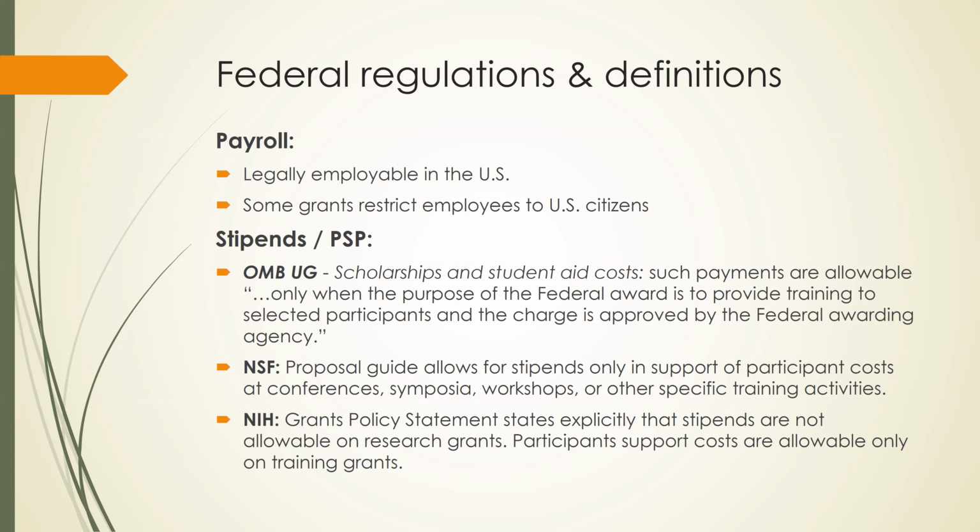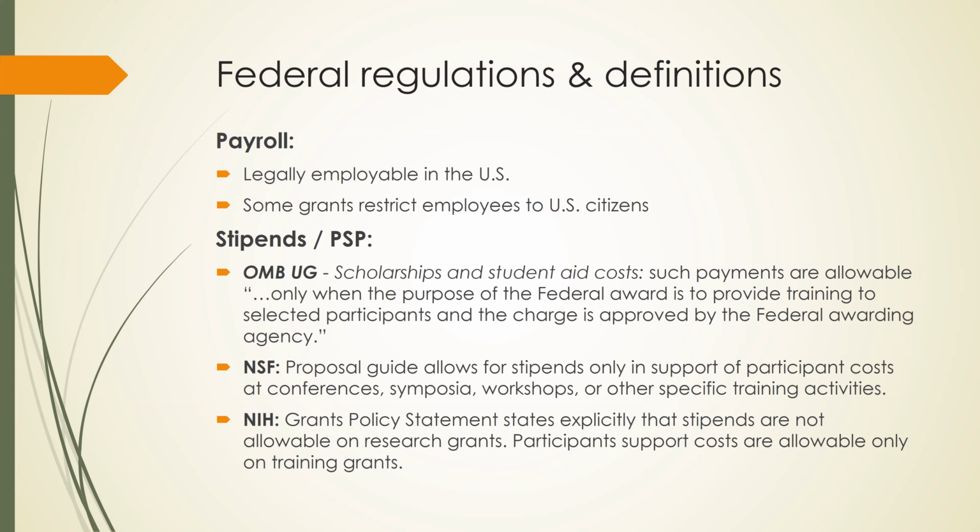When it comes to stipends, which are a participant support cost or PSP, the OMB Uniform Guidance tells us that scholarships and student aid costs are payments that are allowable only when the purpose of the federal award is to provide training to selected participants, and the charge is approved by the federal awarding agency.